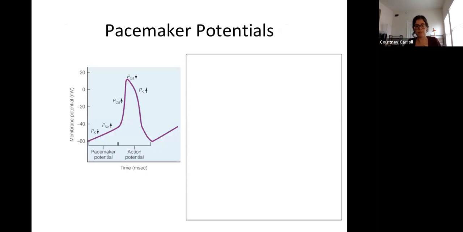So we're now going to talk about action potentials in pacemaker cells. This is a confusing section because we've talked about action potentials in neurons. We're going to talk about action potentials in pacemaker cells. And then we're going to talk about action potentials in our cardiac myocytes, the cells that contract. All three of these cells have their own flavor of action potential.